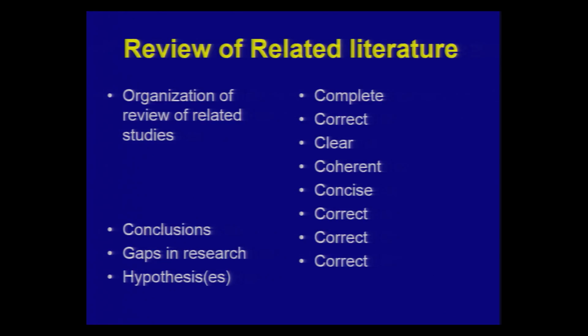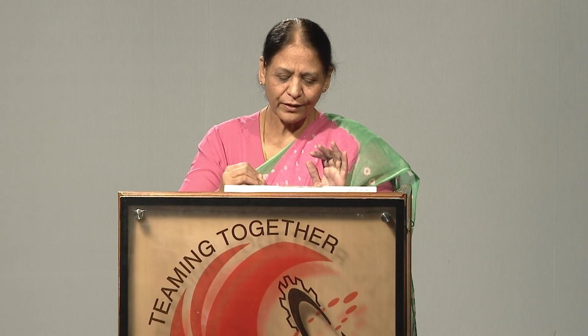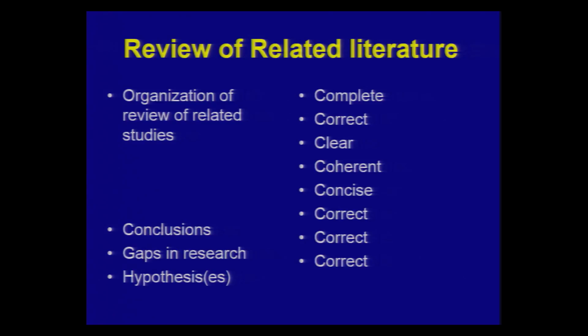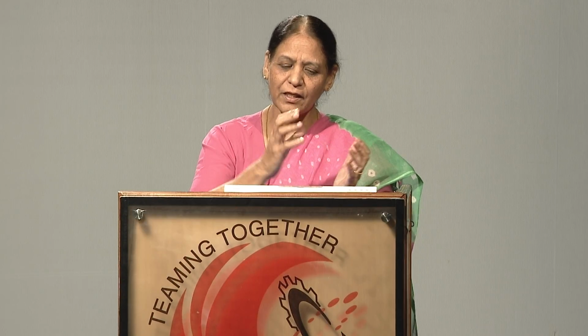Then one has to look into the correctness of the review of related literature. So whether the person has been able to correctly put forth the studies in the review of related literature. Then the clarity with which the person has tried to organize the related literature, and coherence. When we talk about coherence, that means the presentation has to be in a continuous and a similar manner.